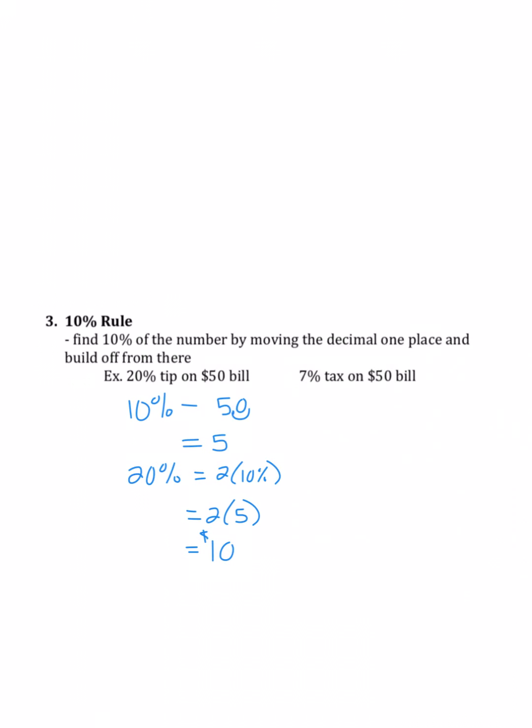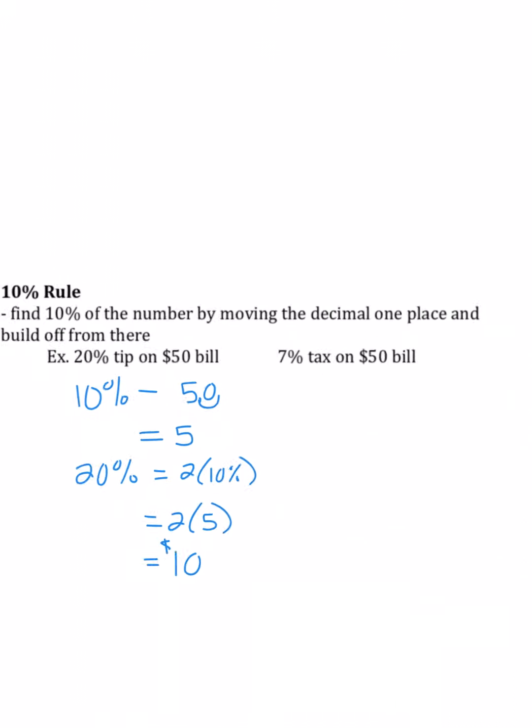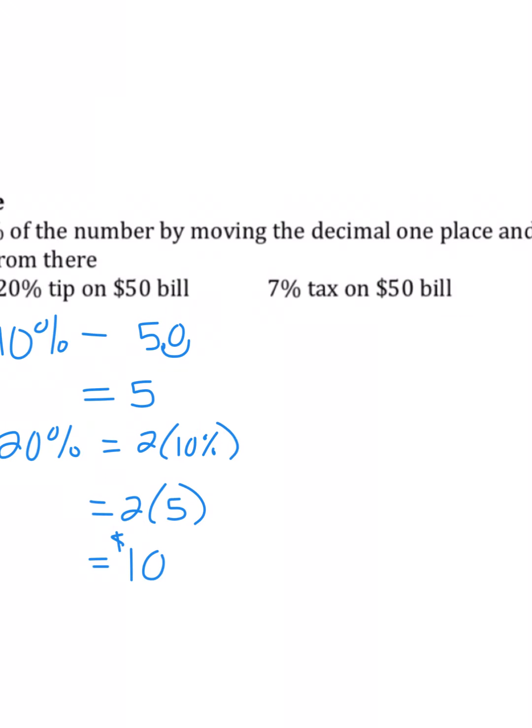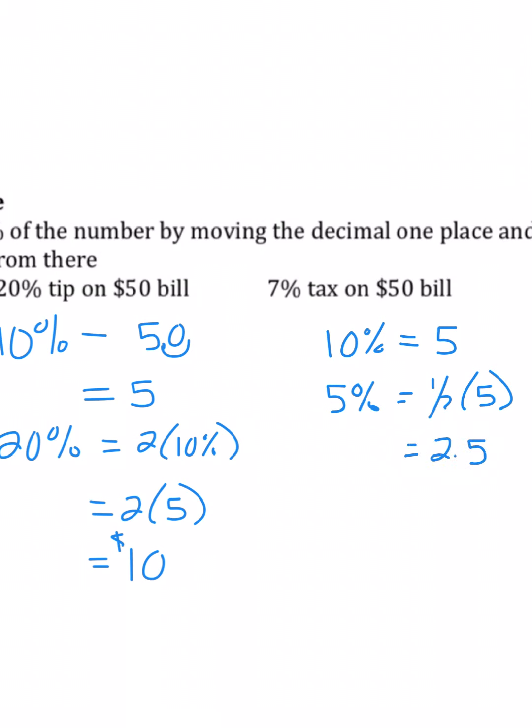Okay. If I wanted to approximate 7% tax on 50, now this isn't going to be exact. But what I could do is I know 10% very easily. 10% was equal to 5. Of course, we did that in the last example. So then I could think, okay, well, half of that would be 5%. So 5% would be equal to half of 5, right? And that would equal 2.5. So that would tell me that 7% would be a little bit more than 2.5.